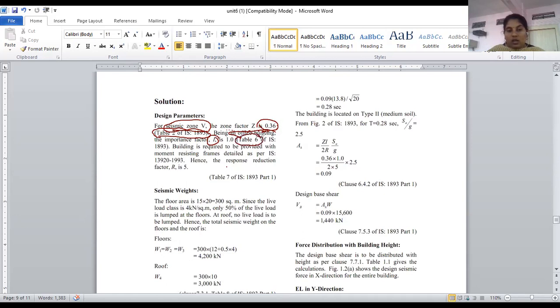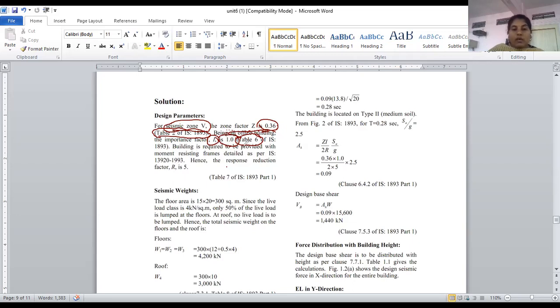You can see that for buildings like a radio station or railway station, the importance factor is 1.5. For all other types of buildings, the importance factor is considered as 1. So this office type of building comes under the other types of buildings, and that's why the importance factor comes as 1.